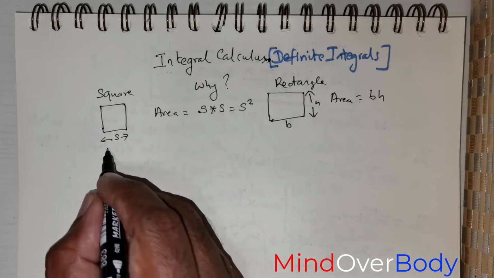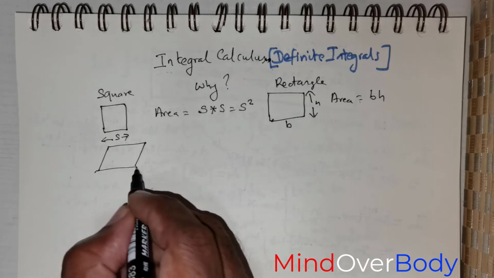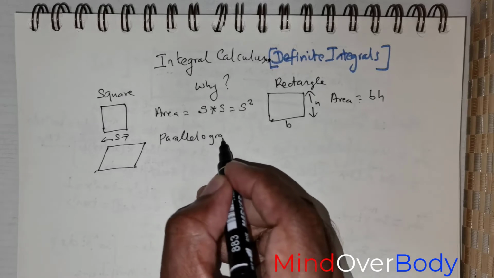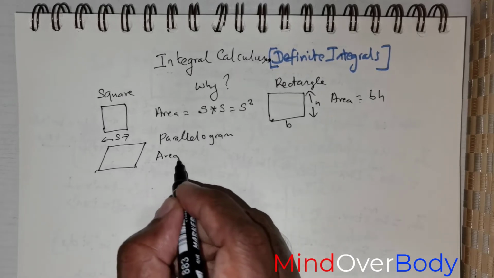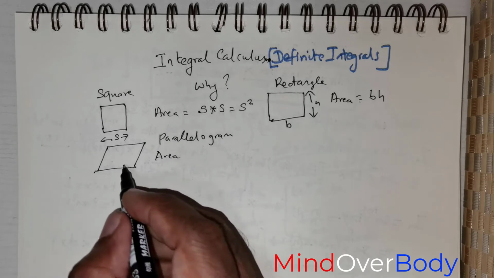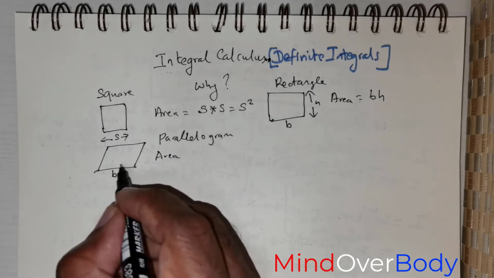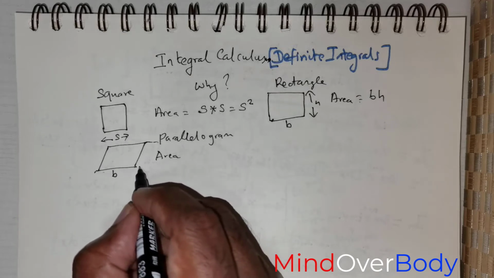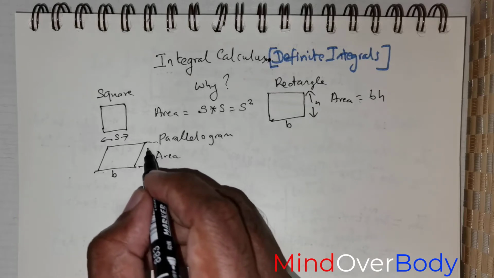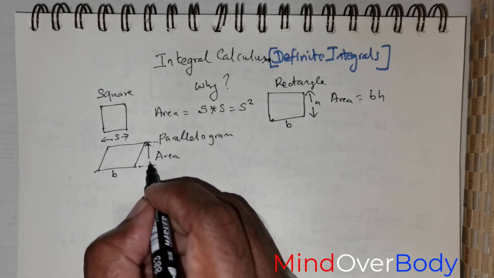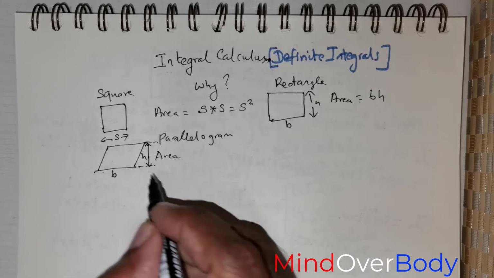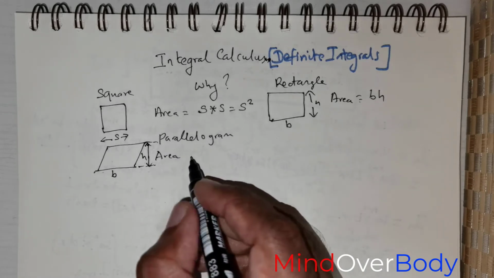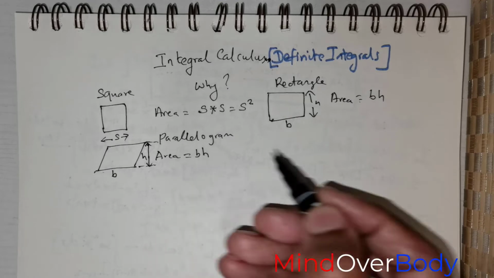Now after the rectangle, let us see the parallelogram. So we have a parallelogram and you would want to know the area of this parallelogram. Now the width is b and the height, whenever we are obtaining the height for the parallelogram, we would obtain the vertical height in this fashion, right? So the area of this parallelogram would be equal to b into h.